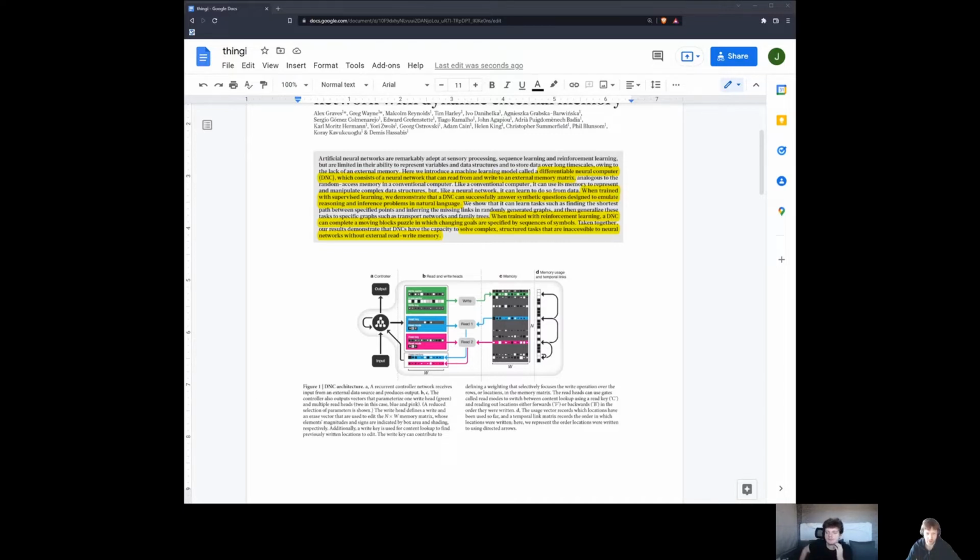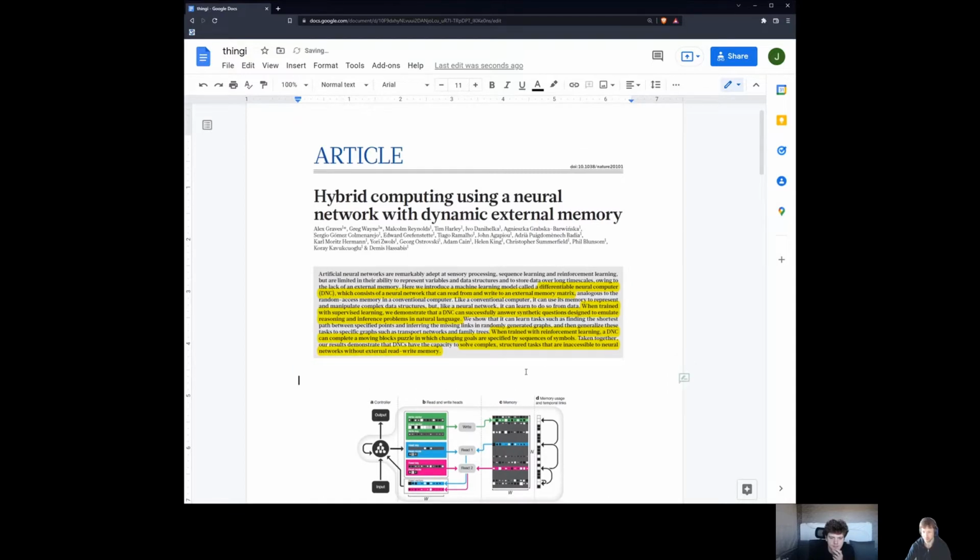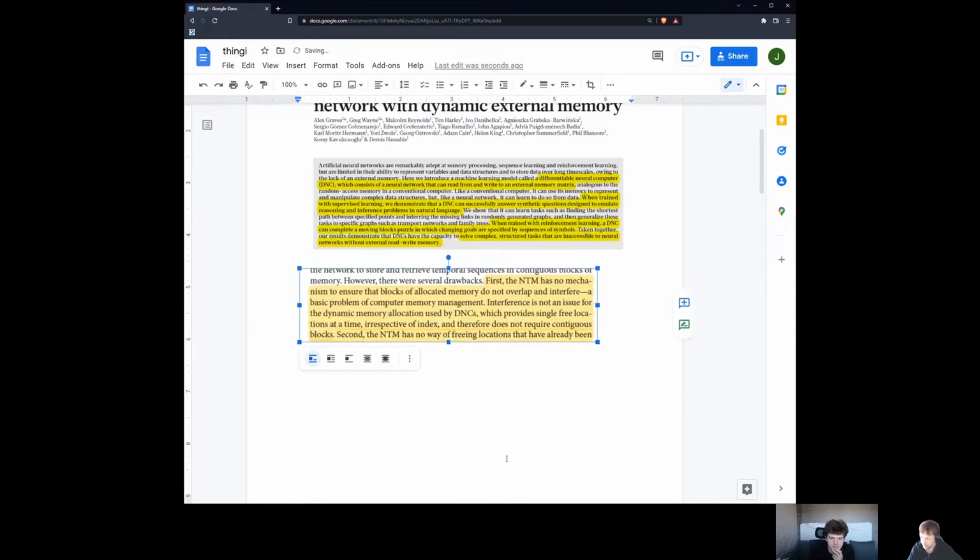Basically, if it wanted to read or write, it had content-based addressing and location-based addressing. So basically looking up something based on its content or based on its location. And I'm going to quote a few things from the paper, if I can get my copy to work. So this is from the paper in the appendix.